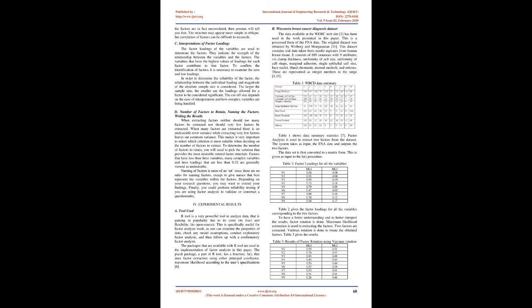extract. To determine the number of factors to retain, you will need to pick the solution that provides the most desirable rotated factor structure. Factors that have less than 3 variables, many complex variables, and item loadings that are less than 0.32 are generally viewed as undesirable. Naming of factors is more of an art, since there are no rules for naming factors, except to give names that best represent the variables within the factors.